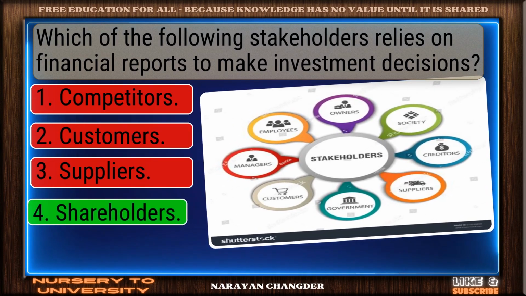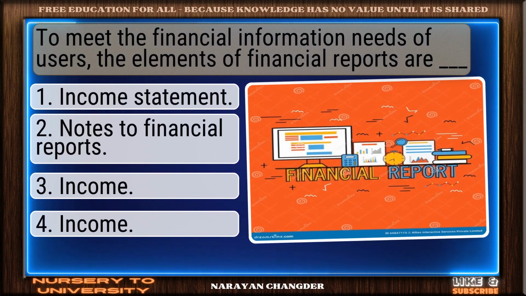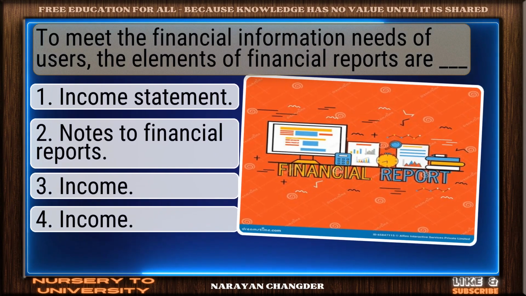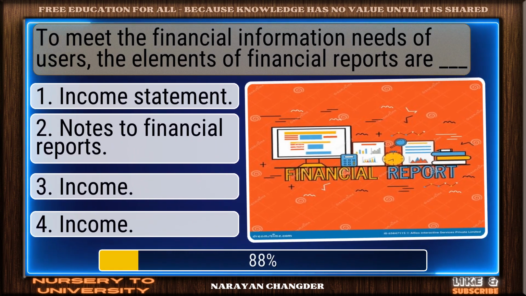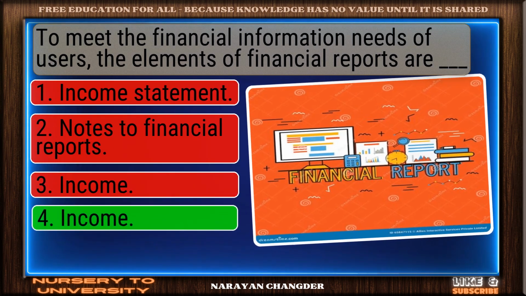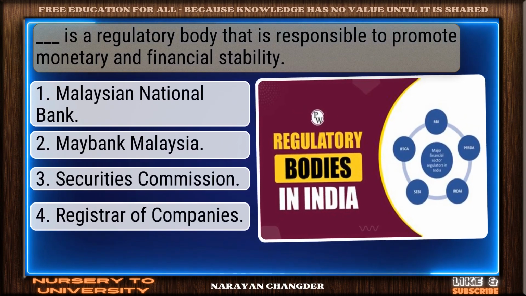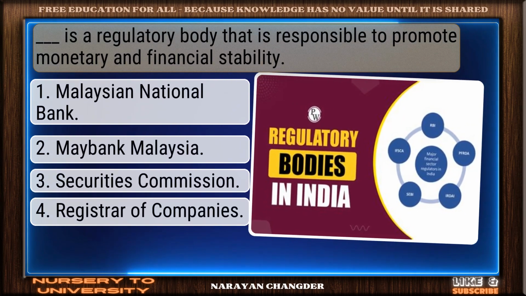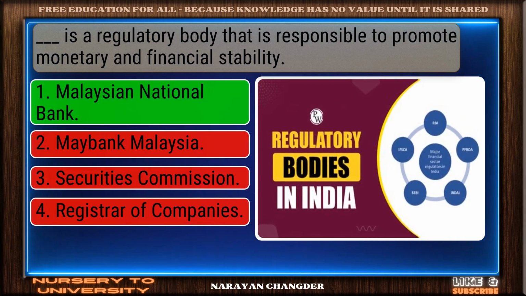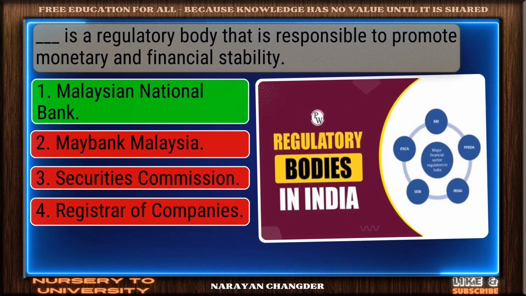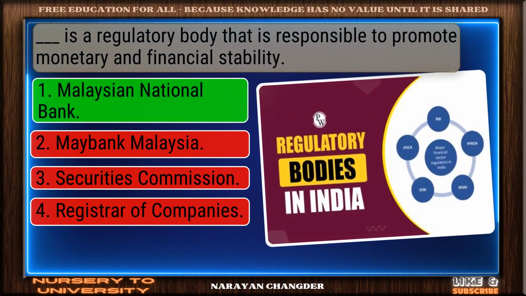Solid response. Shareholders is a valid choice. To meet the financial information needs of users, the elements of financial reports are dash. Nice work. You chose income and it is correct. Dash is a regulatory body that is responsible to promote monetary and financial stability. Clear logic. Your choice Malaysian National Bank is sound and 100% true.